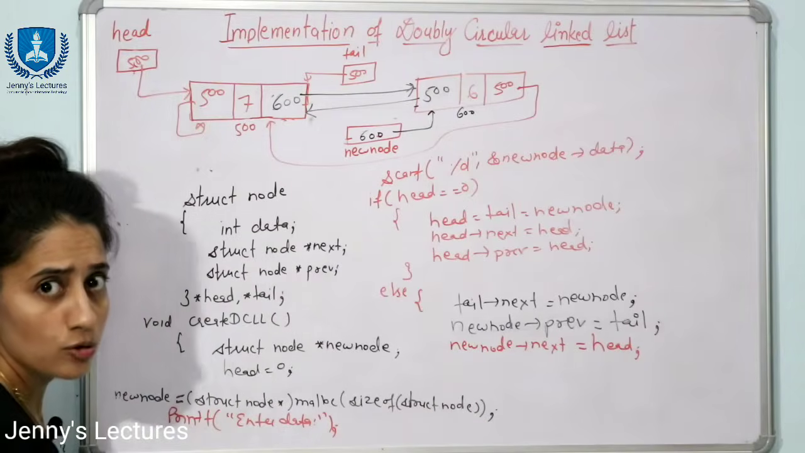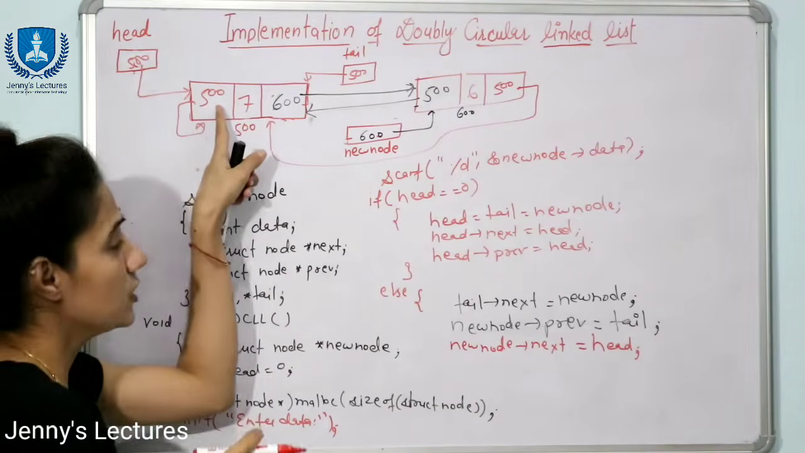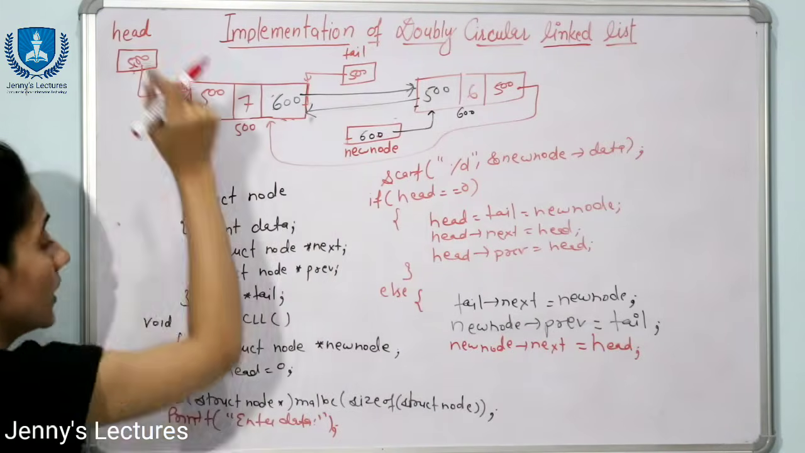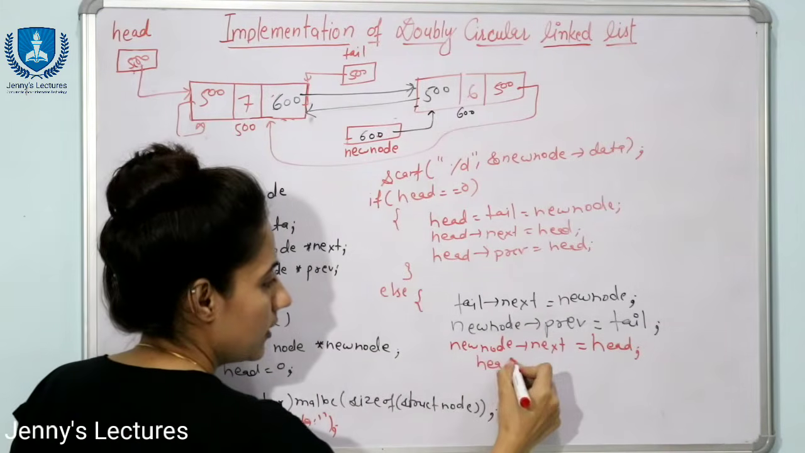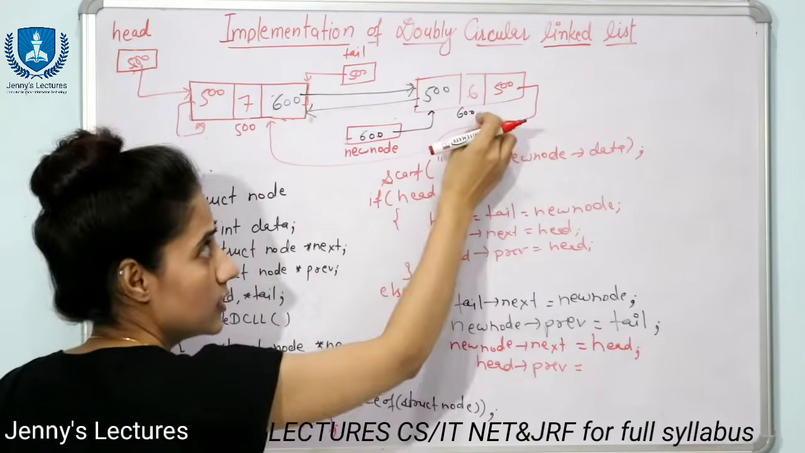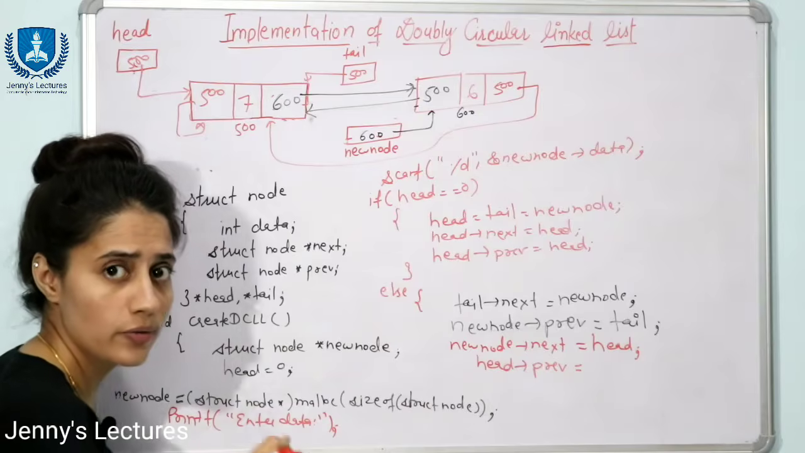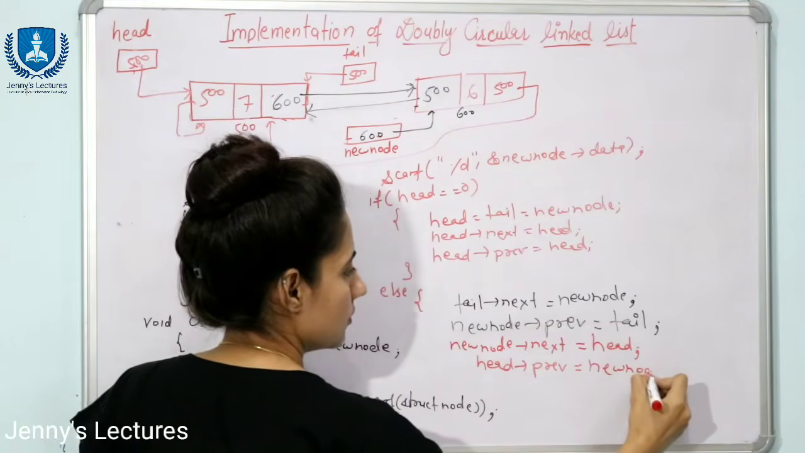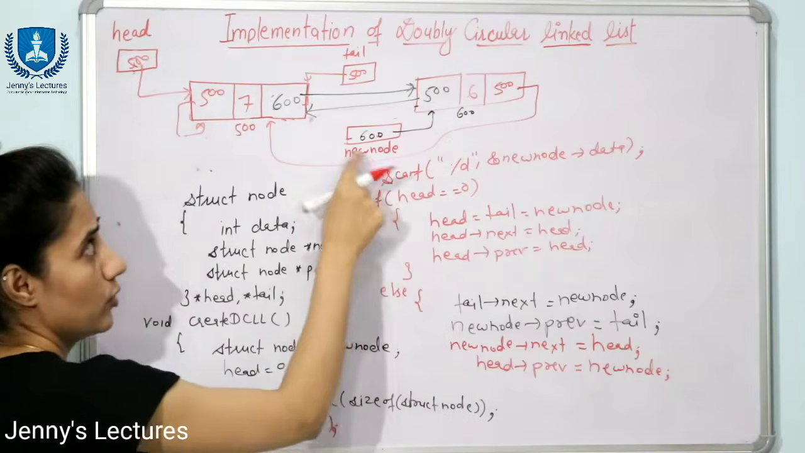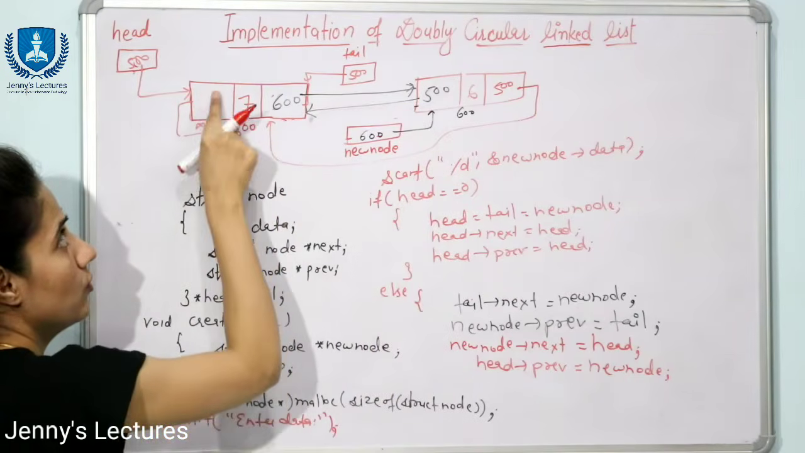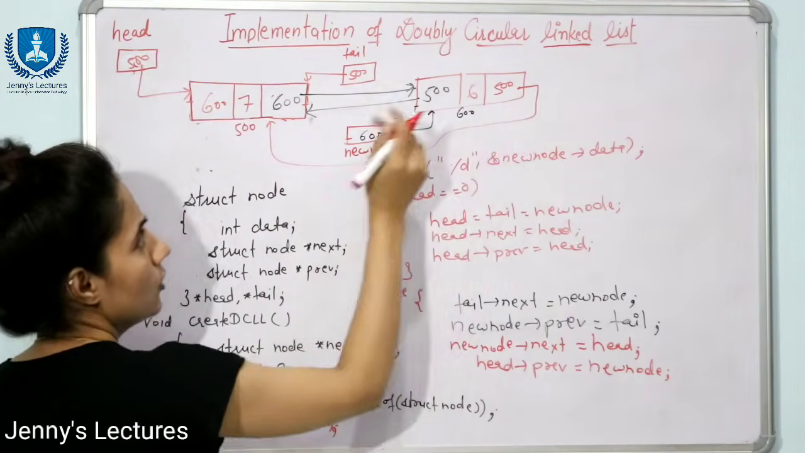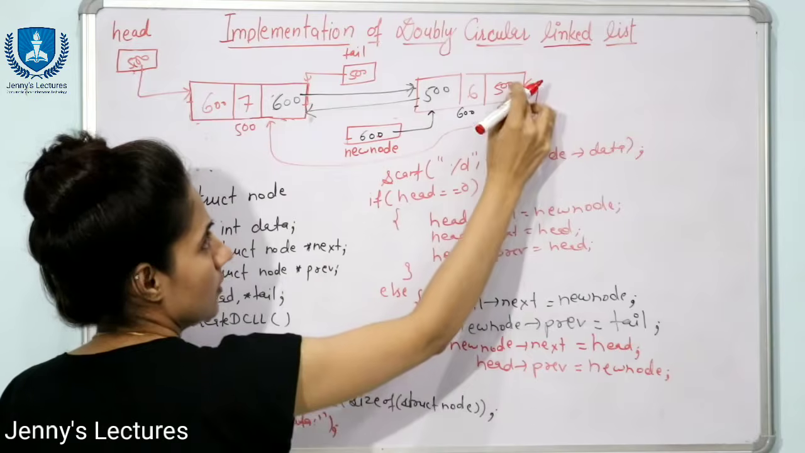Plus you need to update this thing also. The previous pointer of the first node. How can you access the first node? There is always a pointer, that is head. So here I can write head of prev. The address of this node, the last node. So here what will you write? New node, right? Because in new node we have 600. So here I can write what? Now it will contain 600. So now this is pointing to this node. So I am making this a bidirectional link, right?